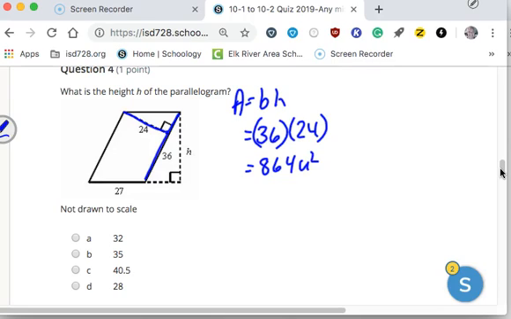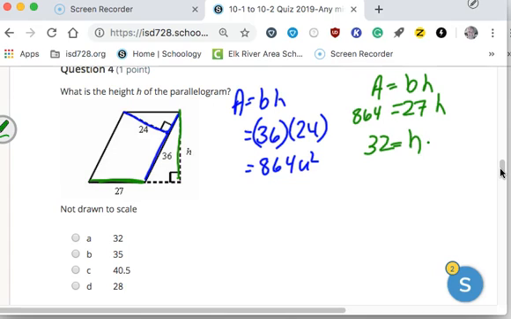But now keep in mind that was 36 times 24. I want to find the dimension of h if I use this as my base. So the area stays the same, 864, and area is base times height. My base now is 27, and I'm looking for height. I divide that 864 by 27, and I get 32. 32 is my h, so A is my answer.